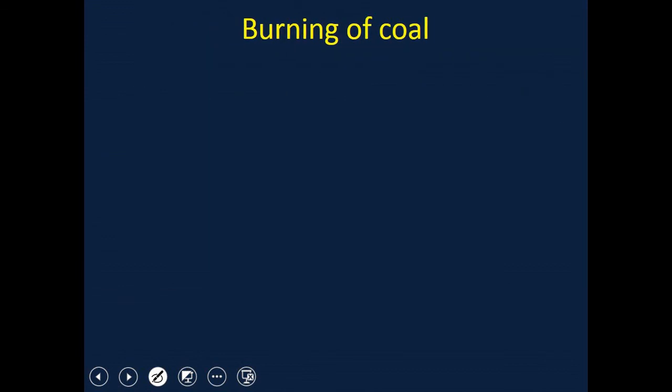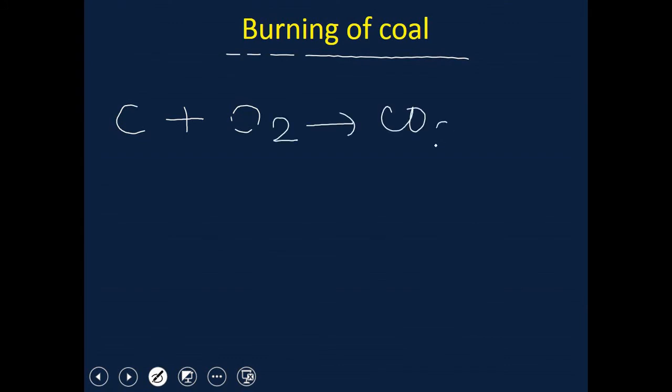After that we will see the burning of coal. Children, coal's chemical composition is also carbon. So when coal is burned, the carbon present in it combines with oxygen, and what is produced? CO2 plus heat is produced. CO2 is carbon dioxide. So again we can see here, during the combustion of coal, heat is produced.